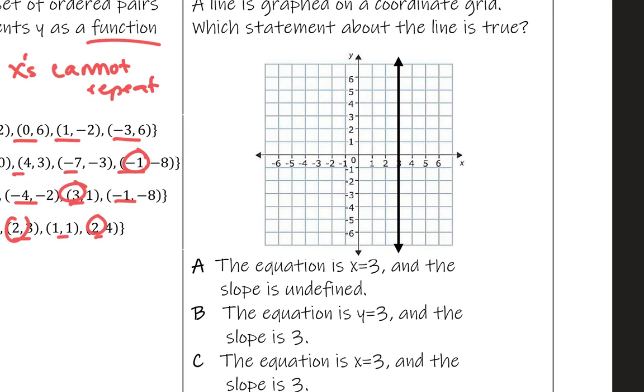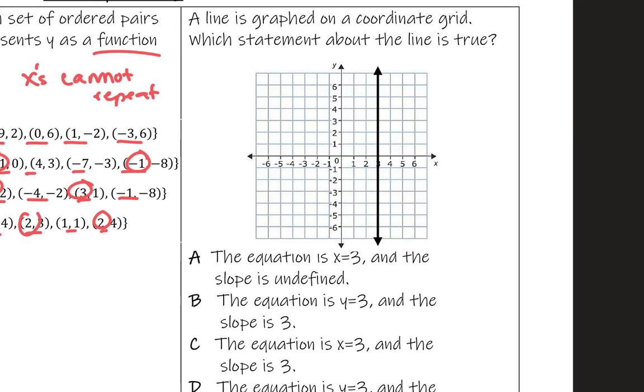All right, it says a line is graphed on the coordinate grid. Which statement about the line is true? Do y'all know what type of slope this is? What type of slope goes up and down? Do you remember? Undefined. It's 0 or undefined. It's one or the other. What do y'all think? Undefined. This is an undefined slope.